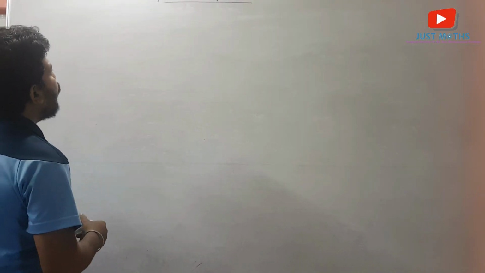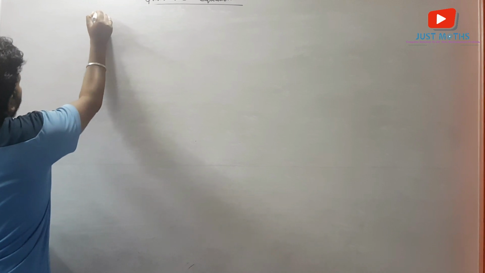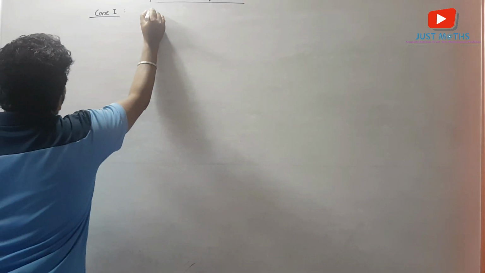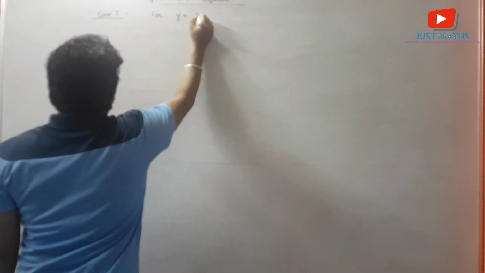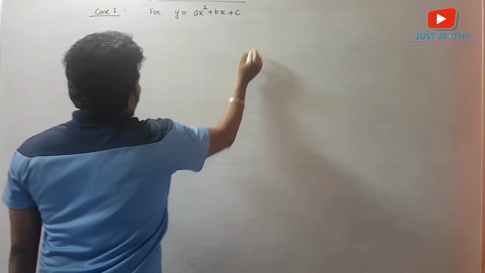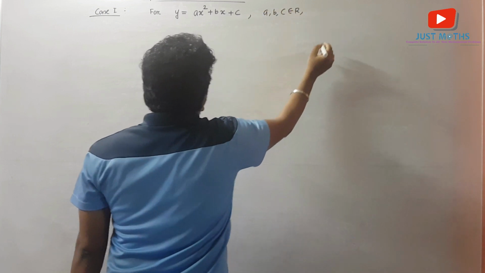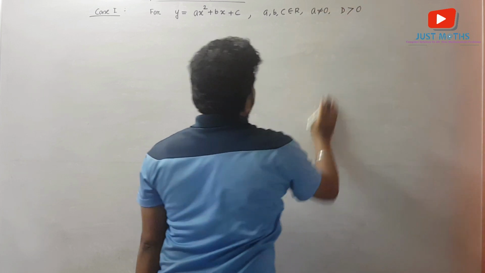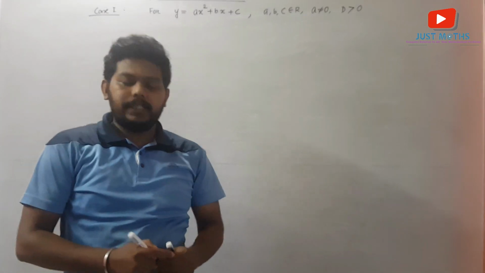Okay, now we will see three different cases. Case 1, for y is equal to ax square plus bx plus c, where a, b, c belong to R and a not equal to 0 and discriminant is positive. When discriminant is positive, then roots are real and distinct.